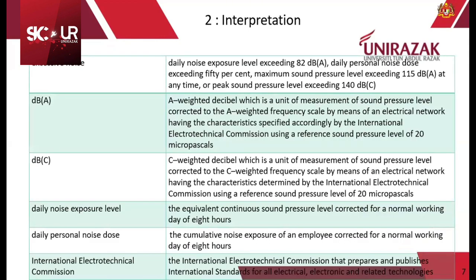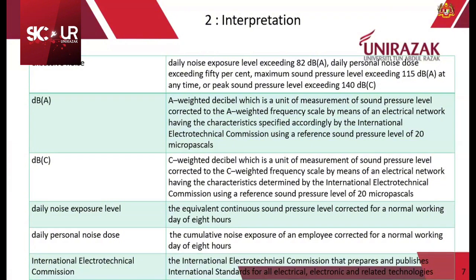So apa yang menarik, excessive noise telah berubah. Daily noise exposure level exceeding 82 decibel A, daily personal noise dose exceeding 50%, maximum sound pressure level exceeding 115 decibel A at any time, or the peak sound pressure level exceeding 140 decibel C. So nanti kita akan tengoklah A, C dan sebagainya.